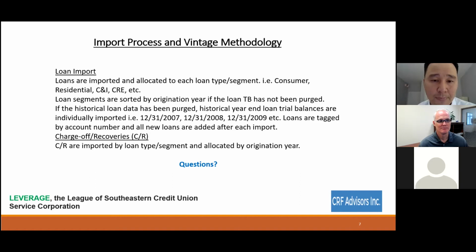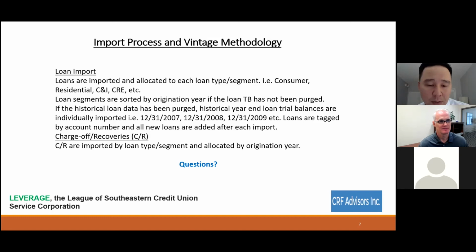Okay. So I've gone through the vintage analysis fairly quickly here. Are there any questions, and this can even pertain to other methodologies, regarding historical trial balance and historical loan data? I have a question here, Ted, that has just come in. What is the minimum time frame a credit union should look at historical data?